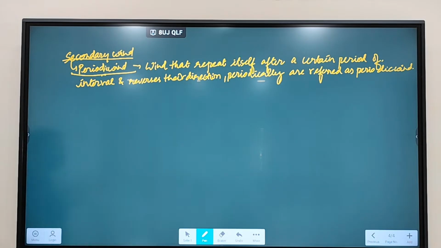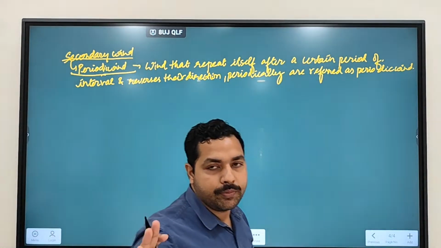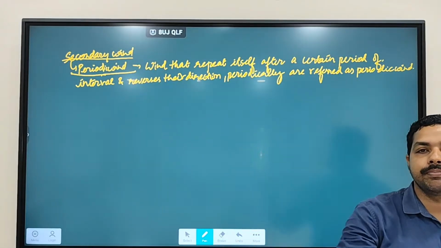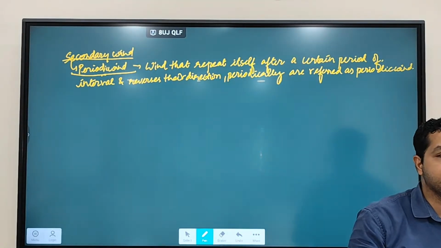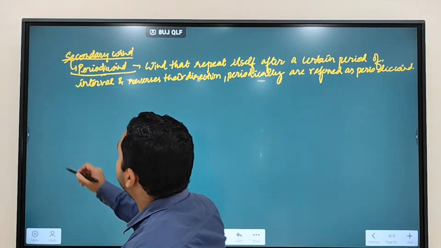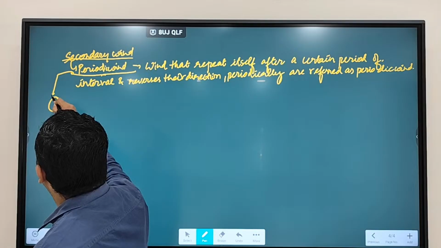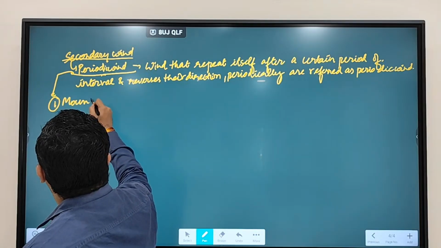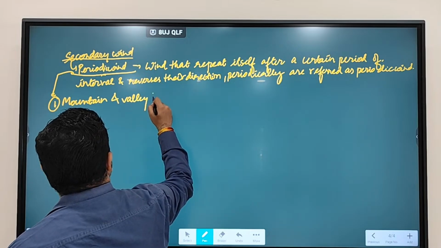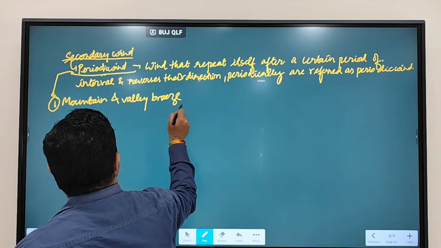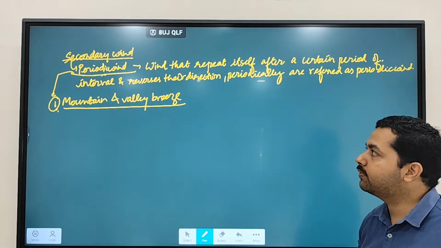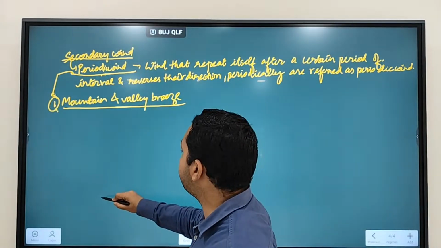Fine. So last class we discussed periodic wind means you have a periodic motion which repeats itself after a certain period of time and also reverses its direction. So that's how we call it a periodic wind. And we discussed these are divided into two further types. First is what? Mountain and valley breeze. Mountain and valley breeze is the first type of your periodic wind. So what is mountain and valley breeze?